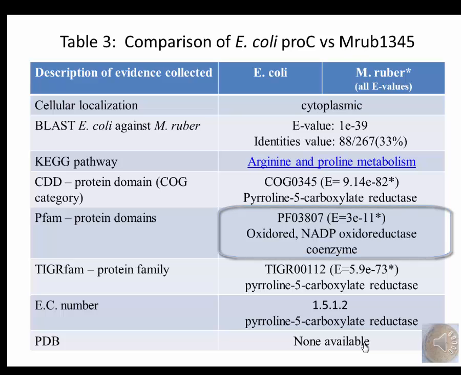It should be noted that PFAM pulled out an oxidoreductase, NADP oxidoreductase coenzyme, which is exactly what pyrroline 5 carboxylate reductase does. So again, nothing inconsistent with the function of Mrub 1345.